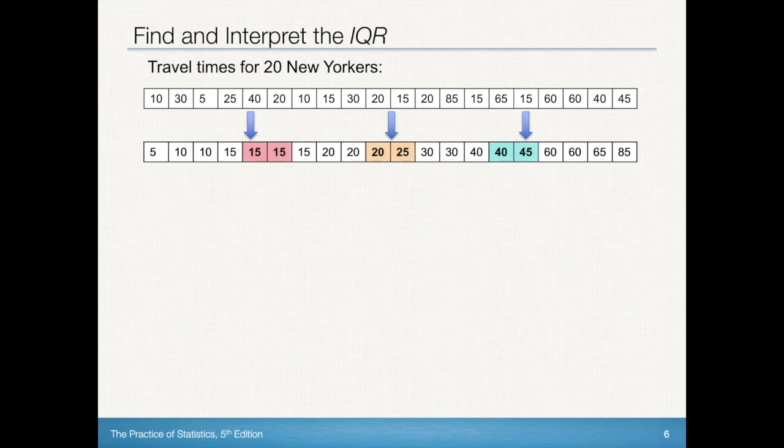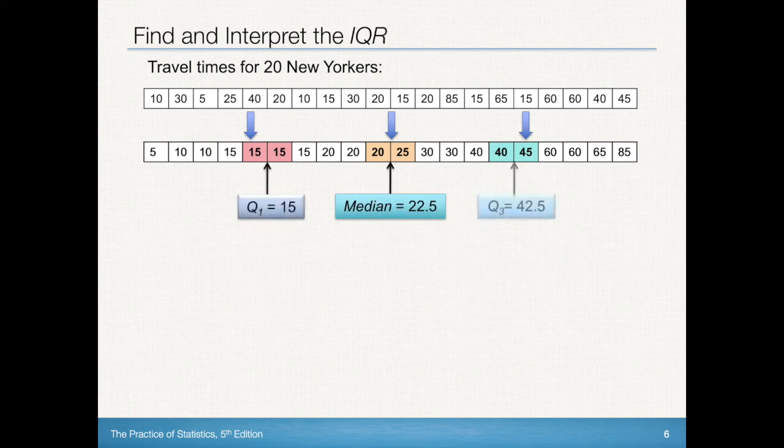So if you put your finger on the 5 and the finger on the 85, and you count in one at a time each side, you're going to end up hitting 20 and 25. Remember, we found the average of that to figure out that the median was 22.5. But now look what else we can do.